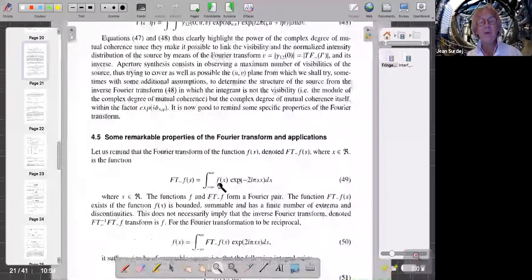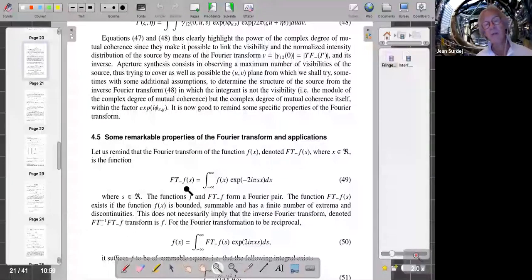So of the function f of x. You multiply by exponential minus 2i pi sx, integrate over the variable x, and you see that this is a function of s. And indeed, this is the definition of the Fourier transform of the function in one dimension of the variable s, which is real. Now the inverse Fourier transform is given by this expression. So you see that you may recover the function f of x if you know the value of its Fourier transform as a function of the variable s.